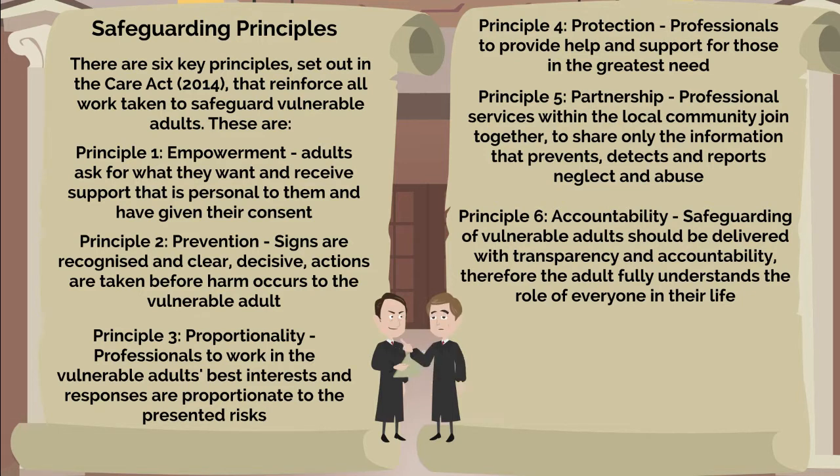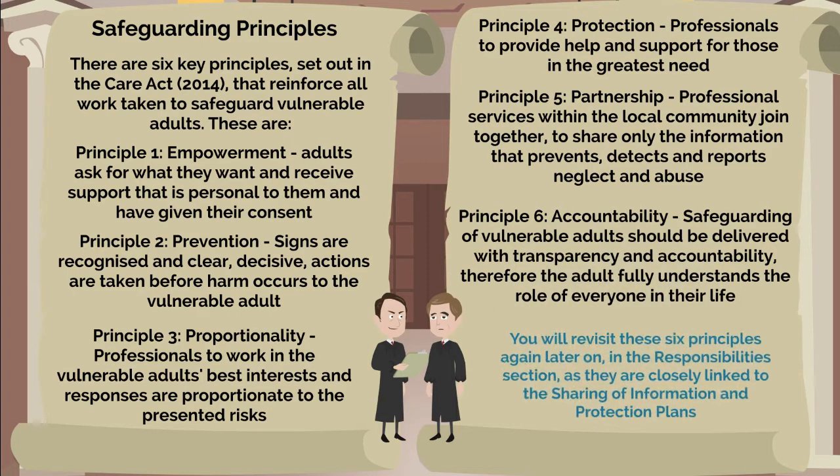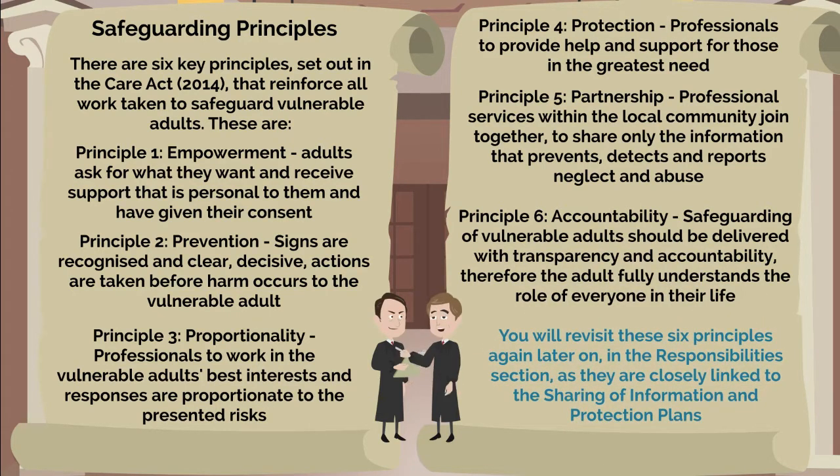Safeguarding of vulnerable adults should be delivered with transparency and accountability, therefore the adult fully understands the role of everyone in their life. You will revisit these 6 principles again later on in the responsibilities section, as they are closely linked to the sharing of information and protection plans.